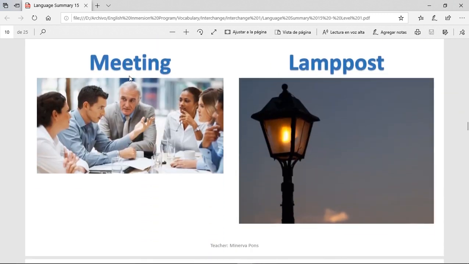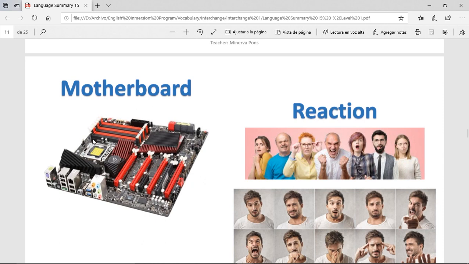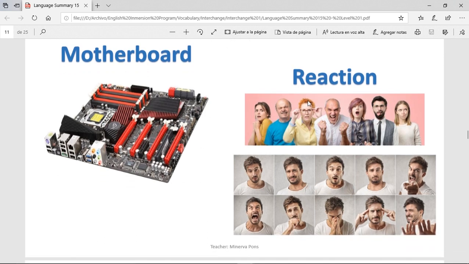A meeting. A meeting is like a reunion for work or other things. A lamp post. This is a lamp post. It's a lamp that is a post, so we call it a lamp post. A motherboard. A motherboard is basically the main board or card that our computers use. And here we put all of the other components like the CPU, the RAM memory, the video cards, all of those stuff.